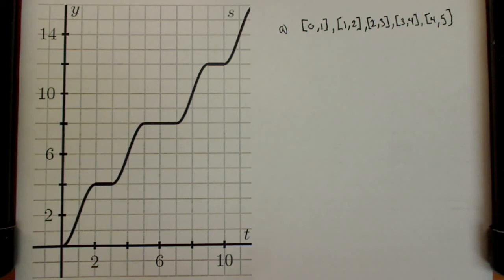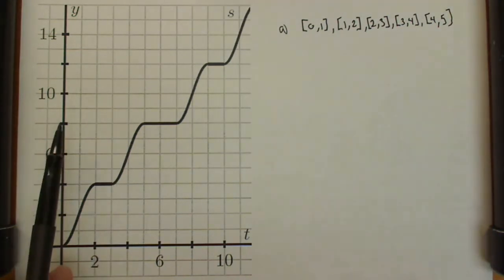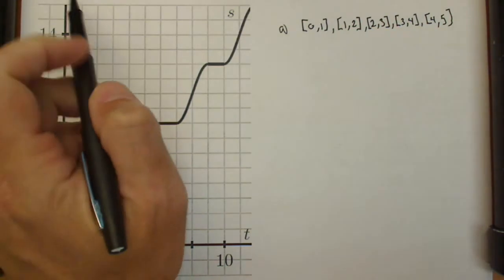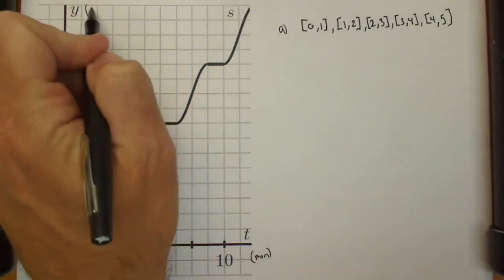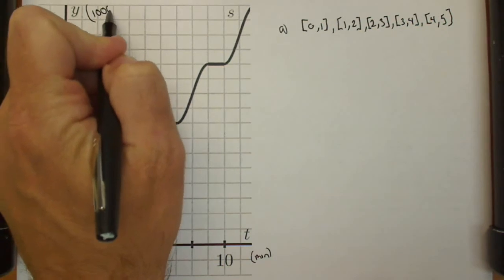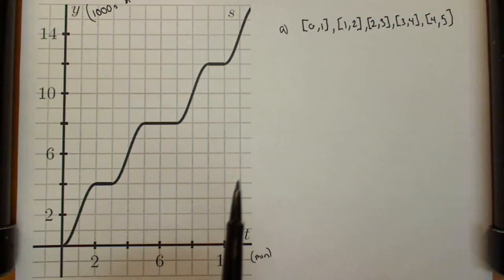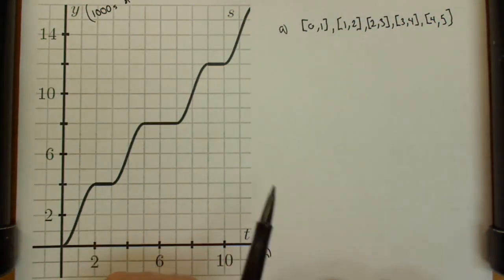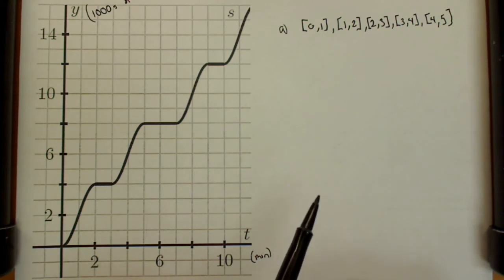In preview activity 1.6, we're given the graph of a function of a car's distance measured in thousands of feet. So distance is along the y-axis as a function of time measured in minutes. So time is in minutes. This is in distances and in thousands of feet.